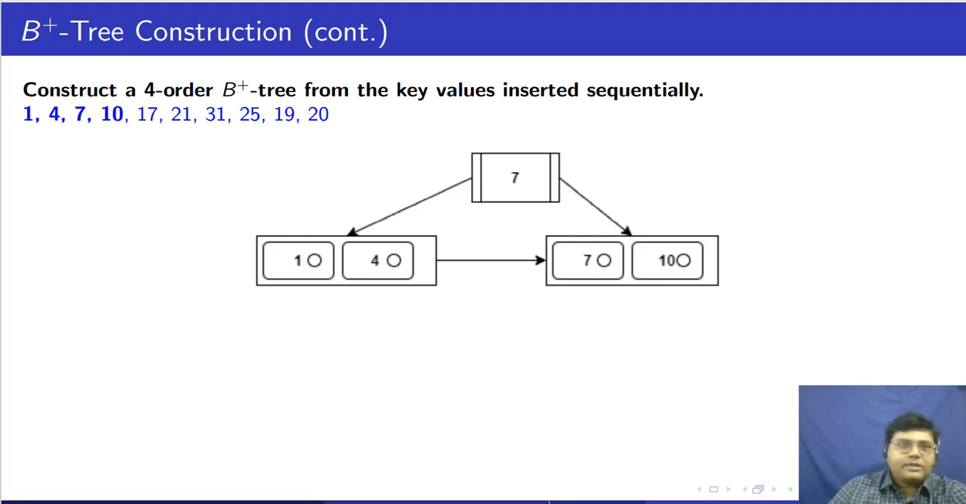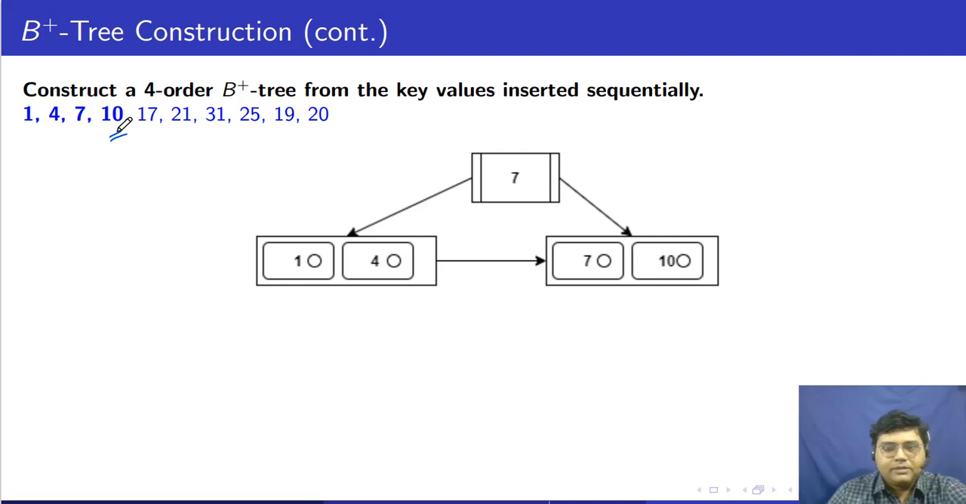If you want to check, this is what the tree will look like after insertion of 10. So 7 is the root node, which has the key. There is no record pointer, but there are child pointers or block pointers. On the left side we have 1 and 4 associated with record pointers because it's a leaf node, and on the right side I have 7 and 10 associated with record pointers, and there is a pointer from the first node to the second node, right? We can also draw it with a null, because the last one will always point to a null.